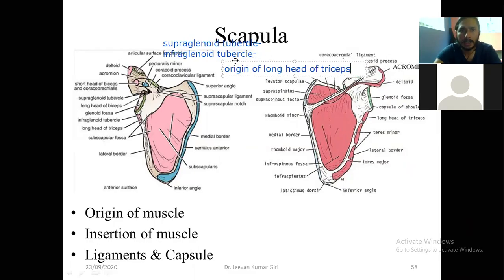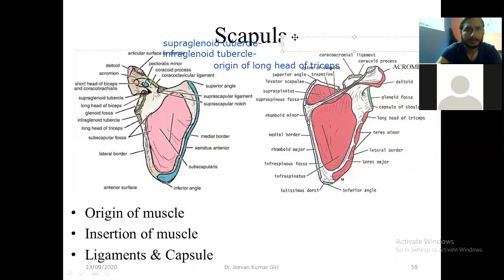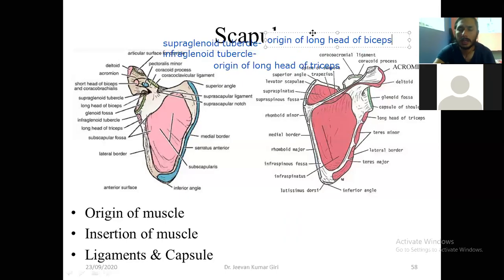Similarly, from the supraglenoid tubercle, so there is the origin of long head of biceps. So biceps means having two heads. So one head is from here and next head is from the coracoid process. Okay, are you getting? So in the infraglenoid tubercle, the attached muscle is the long head of triceps.